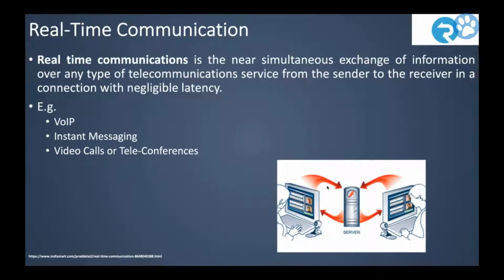The first thing over here is the definition of real time. It's a simultaneous exchange of messages over a telecommunication service. So sender and receiver both can talk at a time simultaneously. Examples are WhatsApp instant messaging, or video calls and teleconferences, like Teams. Right now over here on Teams, my video, we can easily communicate. Simultaneous communication is possible here. It's called real time.